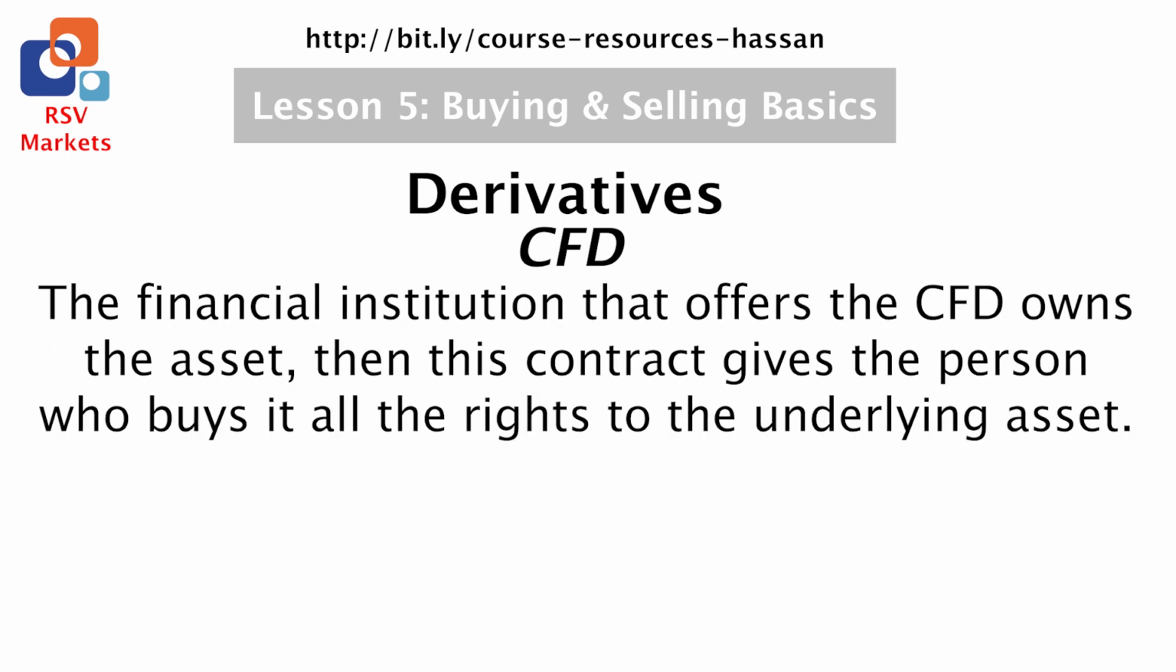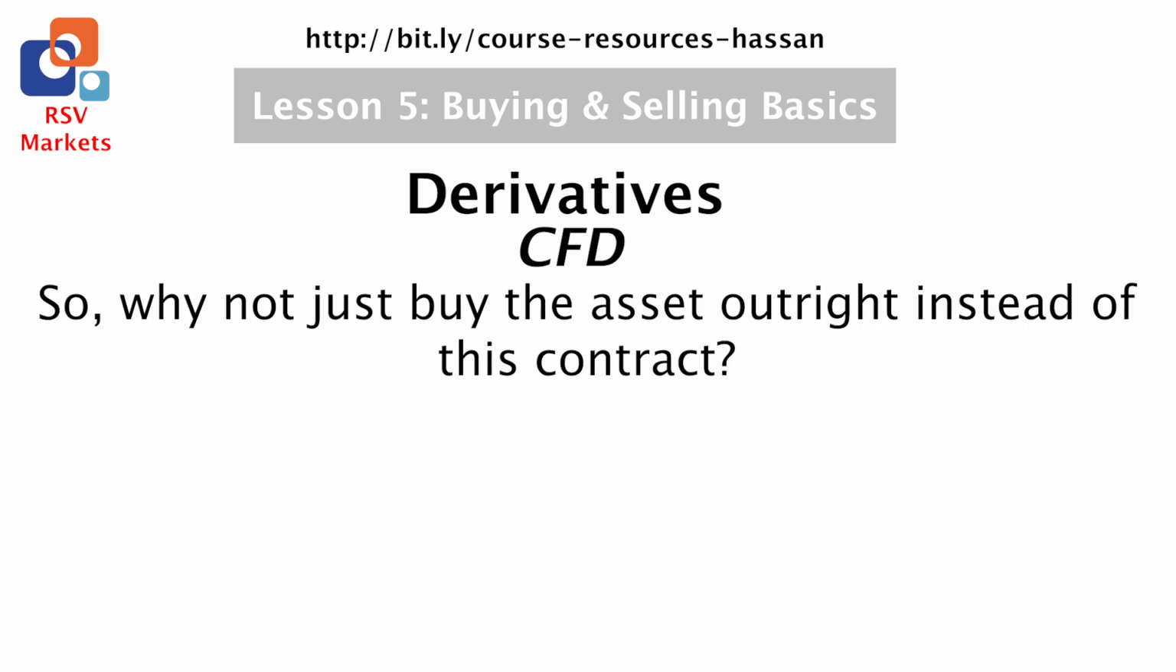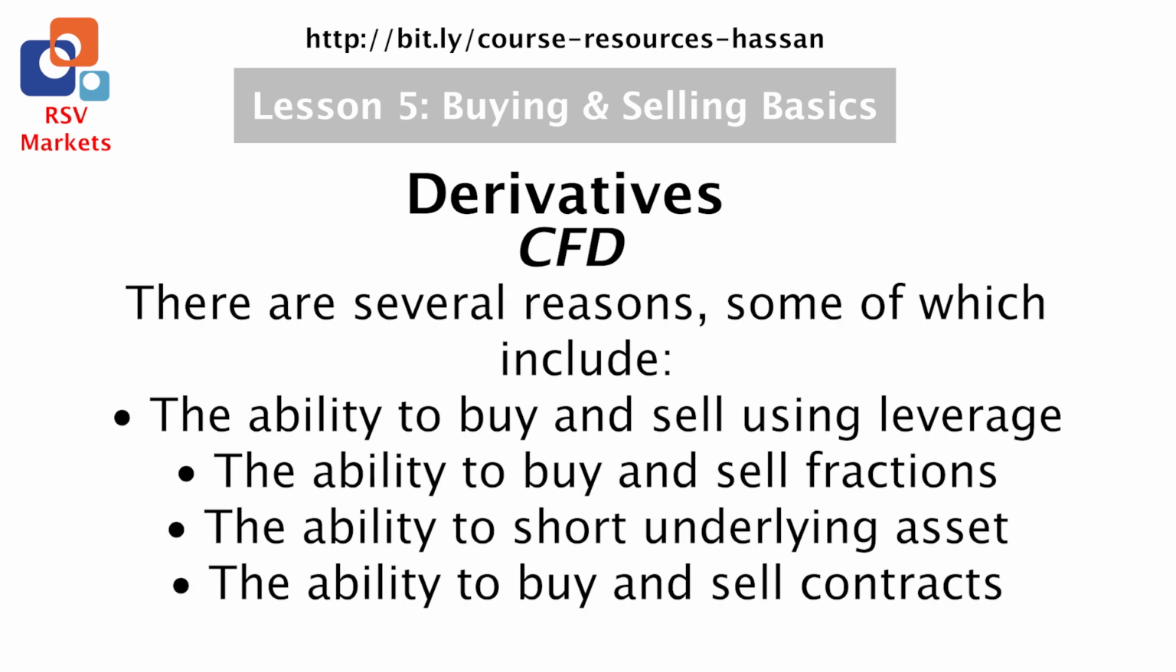The financial institution that offers the CFD owns the asset, and this contract gives the person who buys it all the rights to the underlying asset. So, why not just buy the asset outright instead of this contract? There are several reasons, some of which include the ability to buy and sell using leverage. The broker offering the contract can provide contracts with specific leverage straight away, which makes it easier and quicker to execute the transaction.